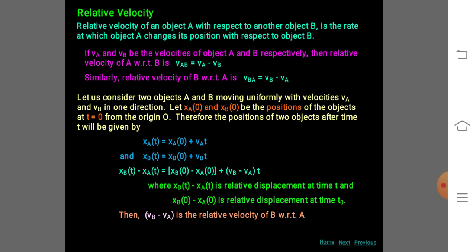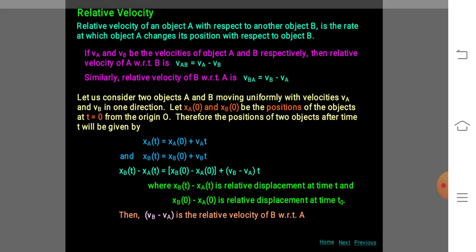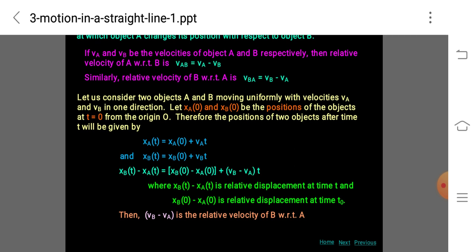Now let us try to understand relative velocity. What is relative velocity? The relative velocity of object A with respect to object B is the rate at which object A changes its position with respect to object B. For that, VAB = VA − VB. Here VA and VB are the velocities of objects A and B respectively.